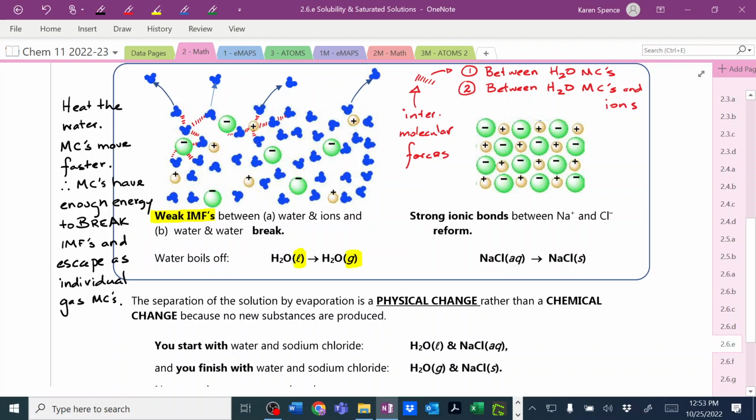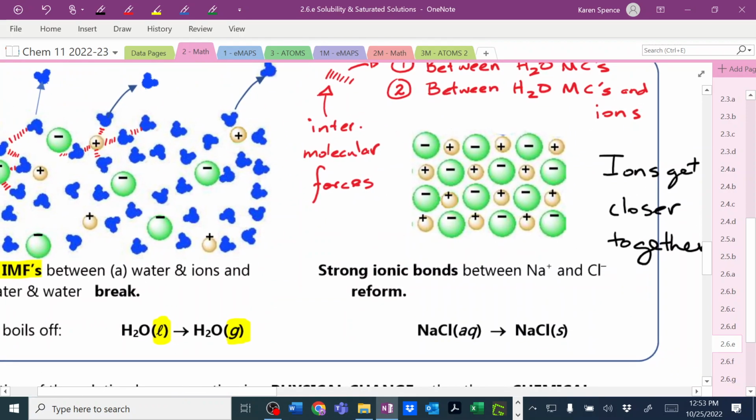At any rate, as the water molecules go away, the ions get closer together. And we get strong ionic bonds. And we're going to show our ionic bonds like this. That's an ionic bond. Kind of like glue. Yes, in between each positive and each negative, there's the ionic bonds that hold the whole thing together.